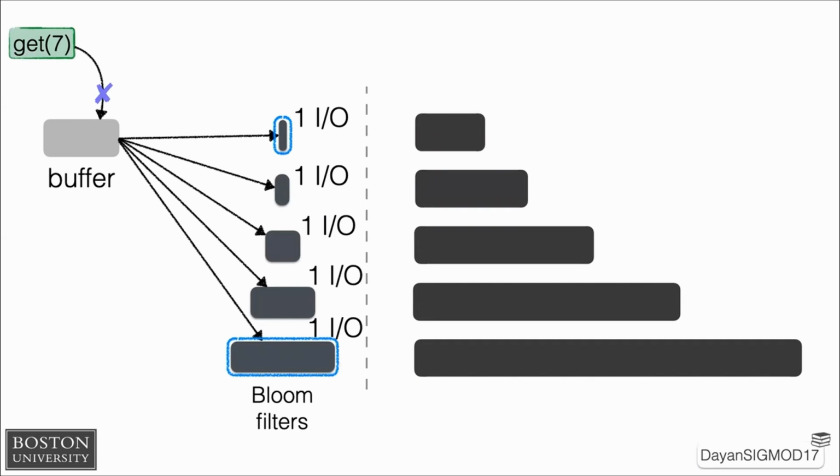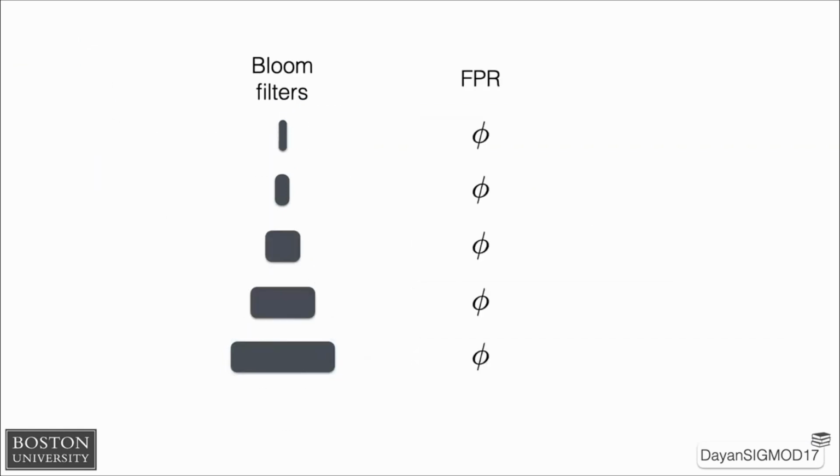However, if we look closely, what we observe is that the last level is exponentially bigger than the other levels, and it only helps us to avoid 1 IO. So this gives us an intuition that maybe we can actually take some of the memory from the last level and reallocate some of these bits to the top levels. And with a small increase of the false positive in the last level, we can have a significant decrease of the false positive of the top levels.